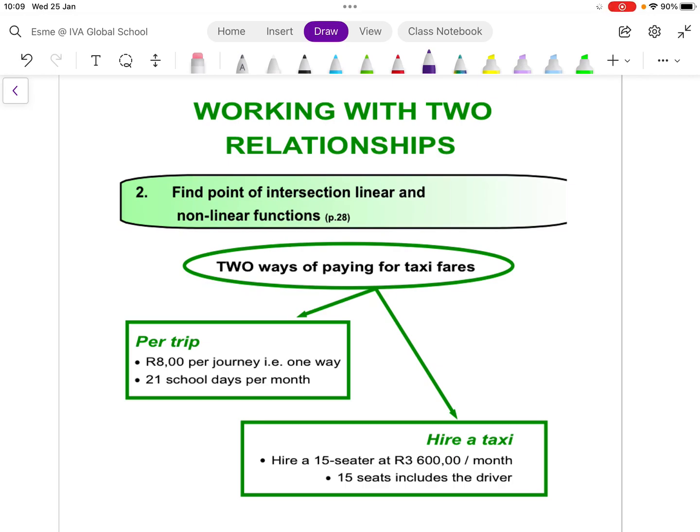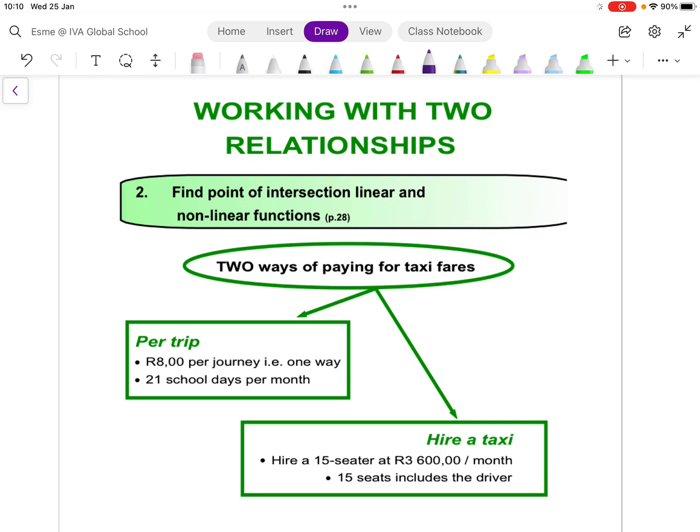We're still working with two relationships on a set of axes, but this time we're going to find the point of intersection of a line graph, a linear function, and a non-linear function. Right, and the best way to have a look at this is two ways of paying taxi fares.